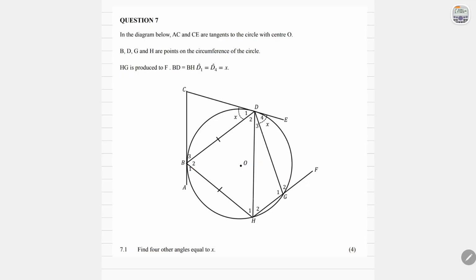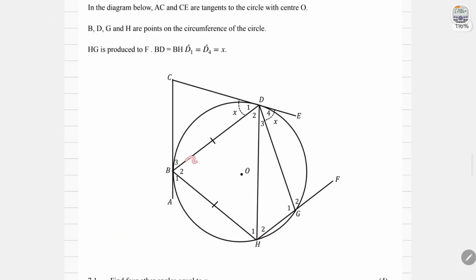Question 7 says, in the diagram below, AC and CE are tangents to the circle with center O. B, D, G, and H are points on the circumference of the circle. HG is produced to F, and BD is equal to BH. So we have a nice isosceles triangle over here, and they tell us that angle D1 is X, and angle D4 is also X because they are equal.